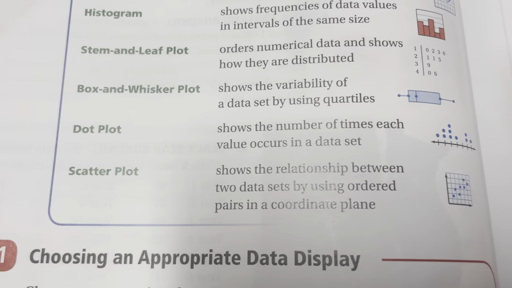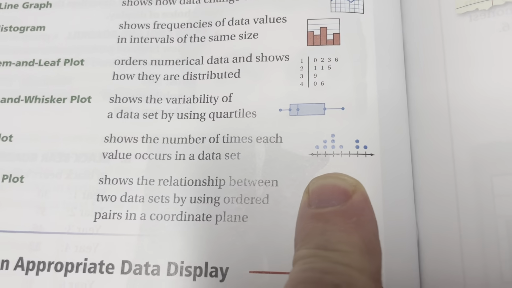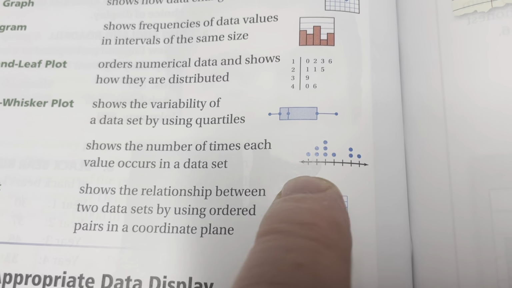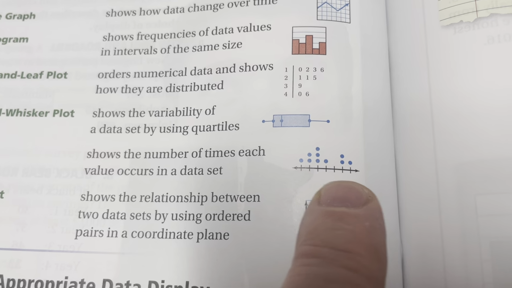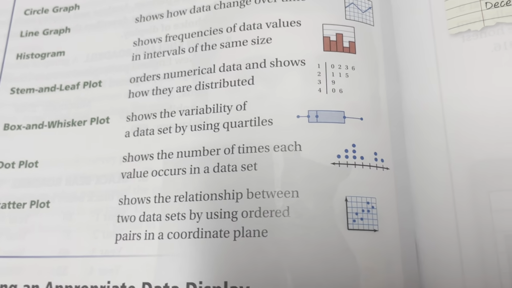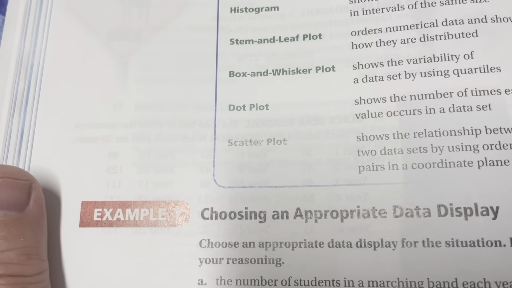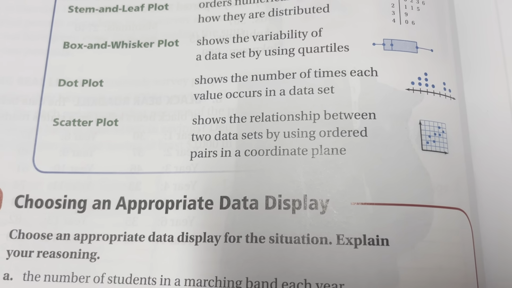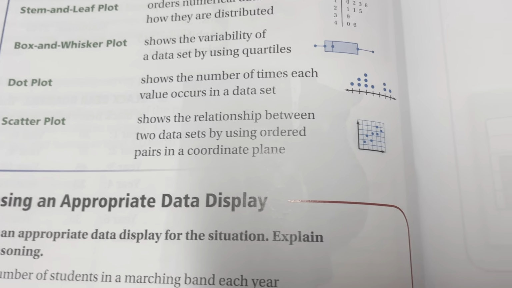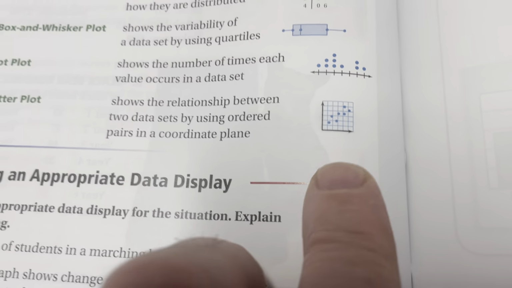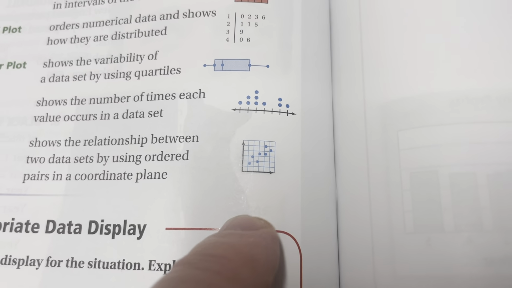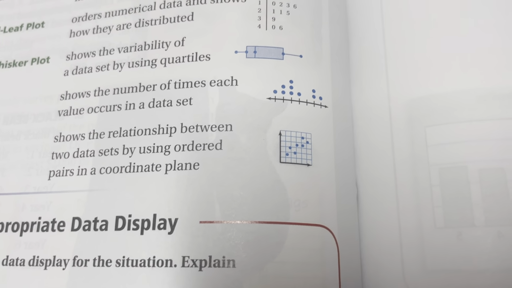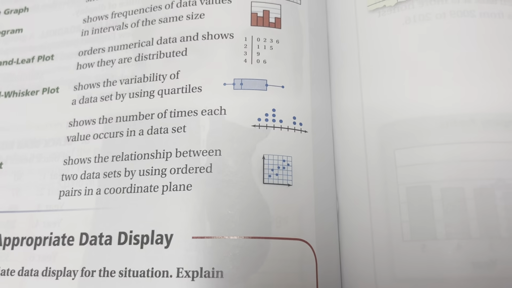Then we have a dot plot, shows the number of times each value occurs in a data set. Okay, so if you wanted to know how many times something happened, each dot represents a time something happened. Scatter plot shows the relationship between two data sets by using ordered pairs in a coordinate plane. So a lot of times statisticians will use a scatter plot or something like that to show a relationship. As one thing changes, something else is changing.